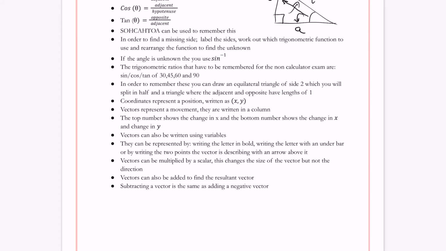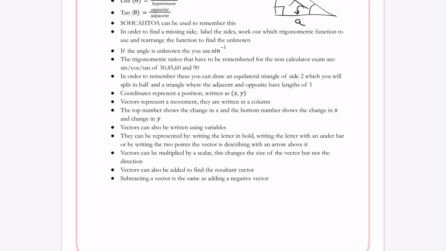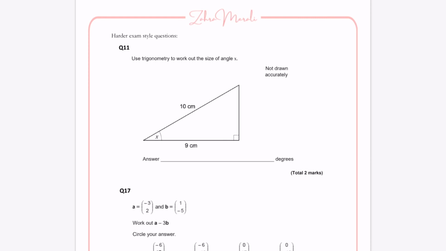There are some notes around vectors, but as usual, we're going to go to the exam questions because that puts it all into context and makes it easier to look at. So we're asked to use trigonometry, and this time we're trying to find the size of an angle. So again, the minute we see a right angle, our brain is going to go, let's label.